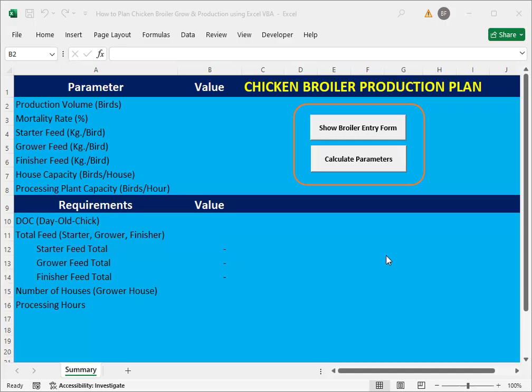So the starter feed will be started on the day-old chicks. This is between 0 to 14 days of feeding the bird. The second stage would be the grower feed. This is from 15 to 28 days of feeding. And the last stage of feeding the bird is the finisher feed. Okay. This is from 29 to 42 days of growing the broiler chicken in the farmhouses.